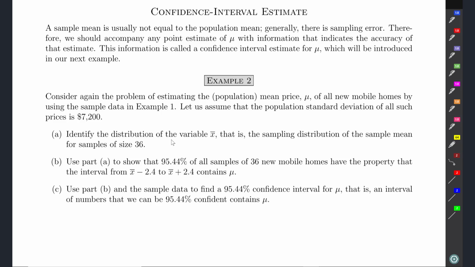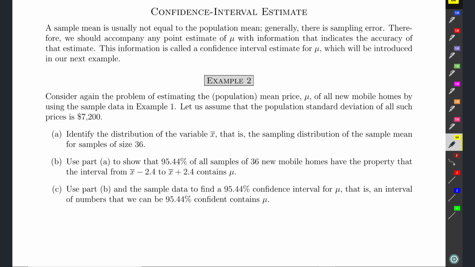A sample mean obviously is not always going to be equal to the population mean. It will sometimes be fairly close, but sometimes it might be really way off from the population mean, and that can be due to sampling errors within the given samples that we might be looking at. Therefore, we want to accompany any point estimate with what we call the confidence interval estimate. So we're going to introduce that by example.